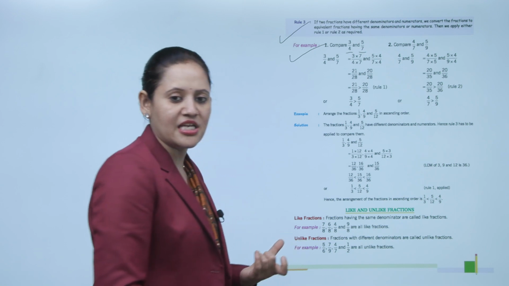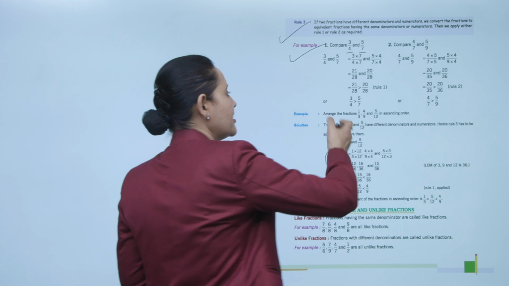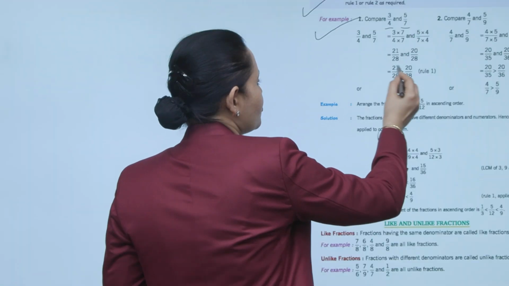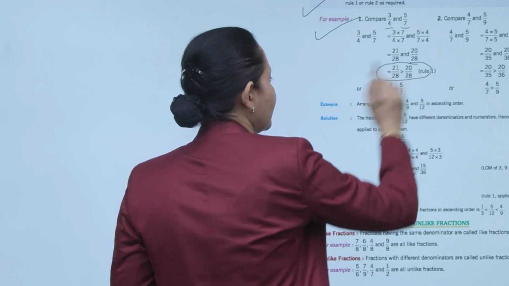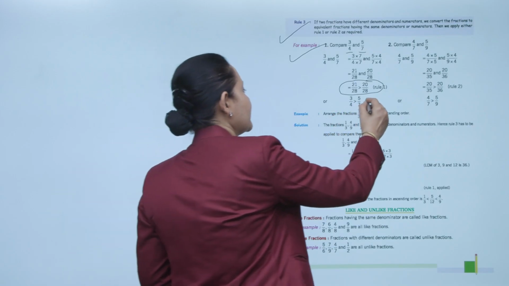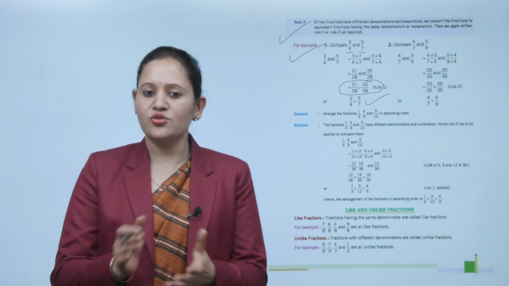Now the denominators are the same, so we'll compare the numerators. The greater the numerator, the greater the fraction. So 21 upon 28 is greater than 20 upon 28, so 3 by 4 is greater than 5 by 7. This is how we can compare two fractions.